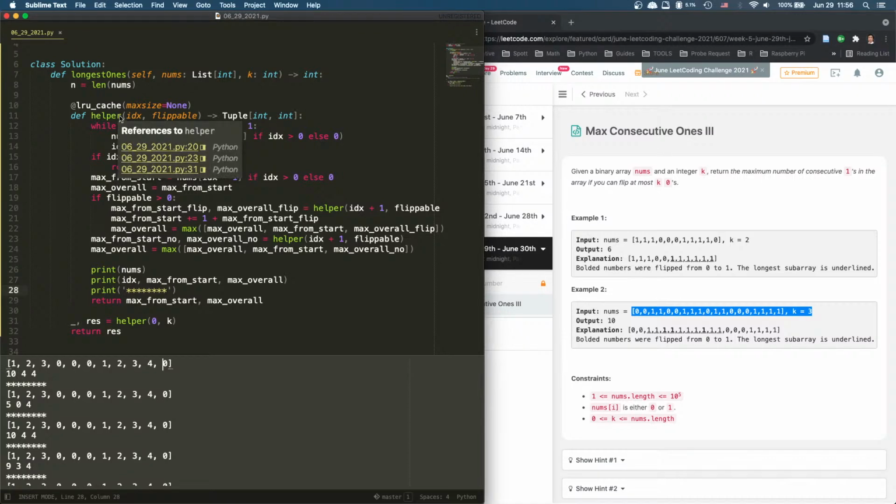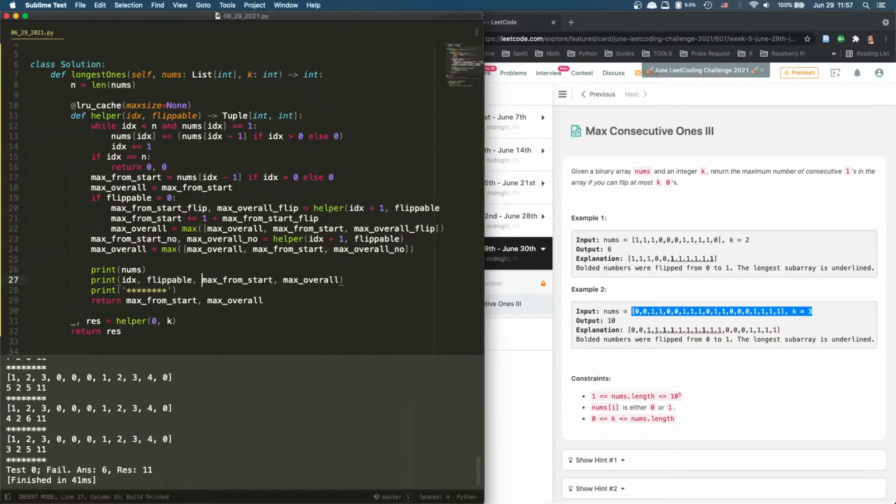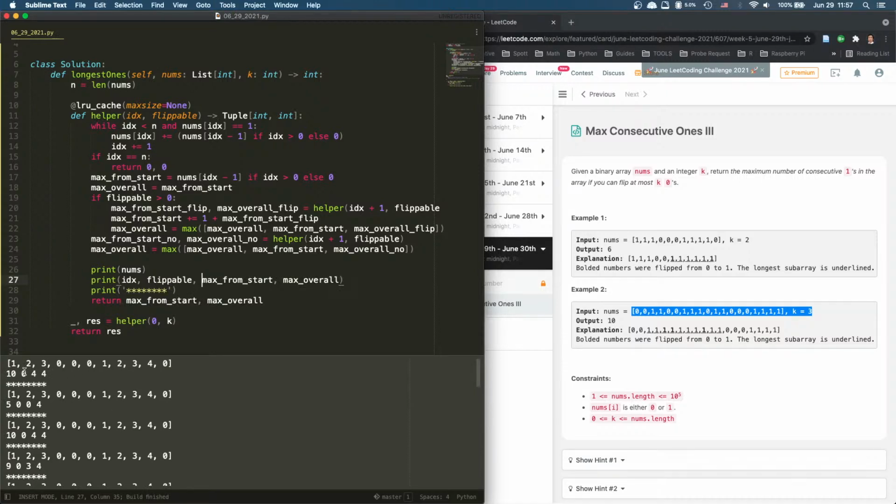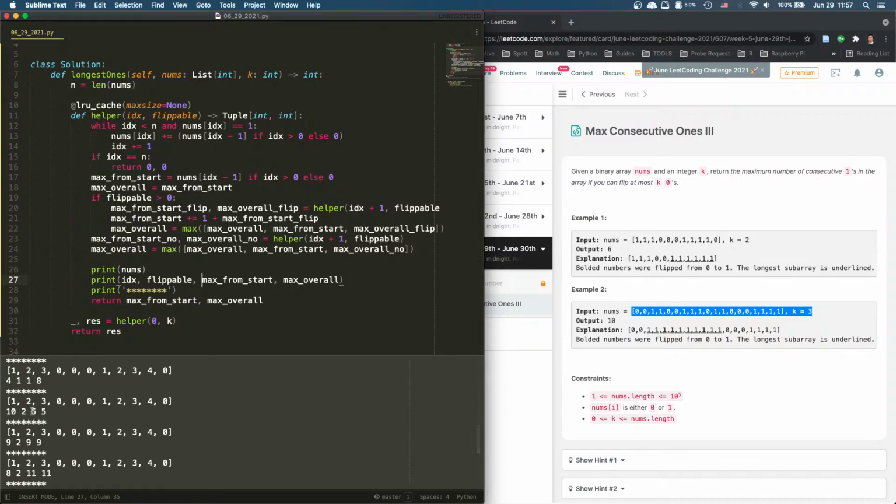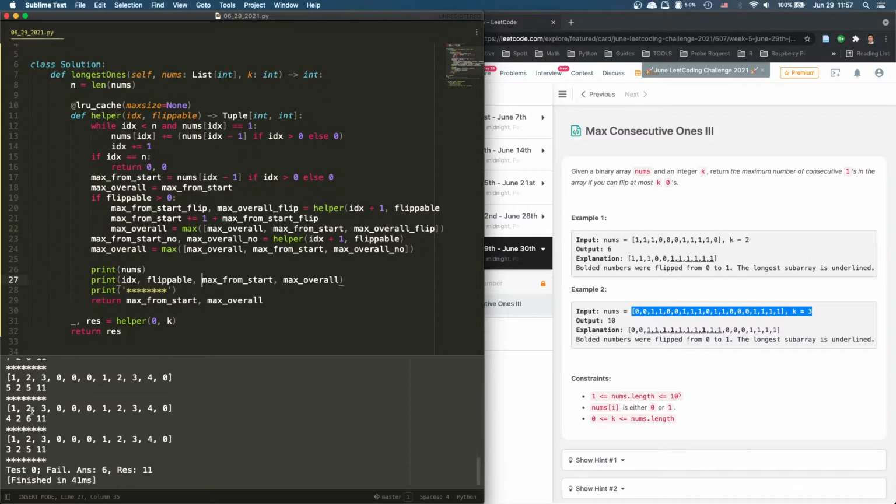Let's see. So index is 10 coming in and nothing. So this one will give us 4. This one will give us 4. Flippable, it could be 2, right? And index flippable maximum start. Index flippable is 0. Oh yeah, flippable is 0. Flippable is 1. Flippable is 2. It's 5, 5. That makes more sense.